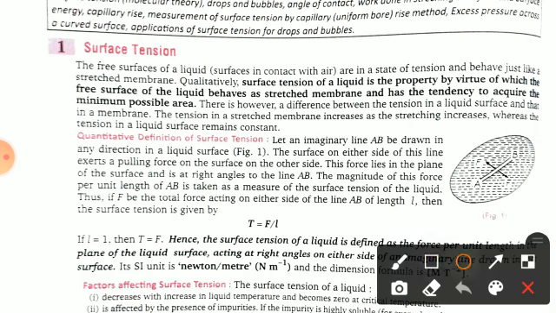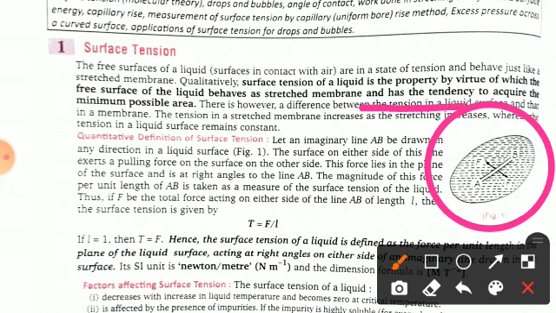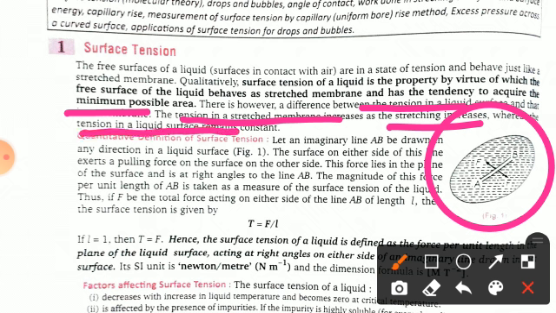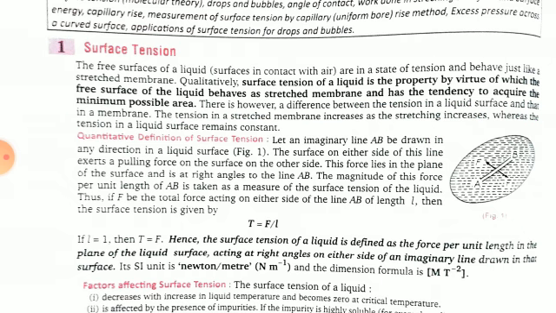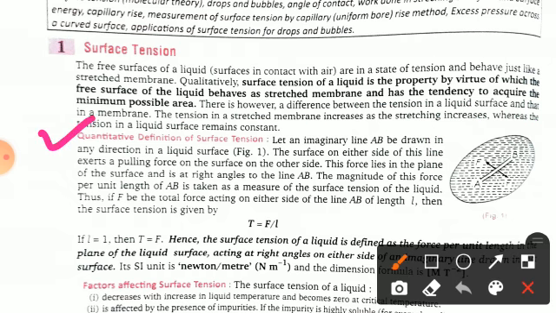This you can see from the figure here. There is however a difference between the tension in a liquid surface and that in a membrane. The tension in a stretched membrane increases as the stretching increases, whereas the tension in a liquid surface remains constant.